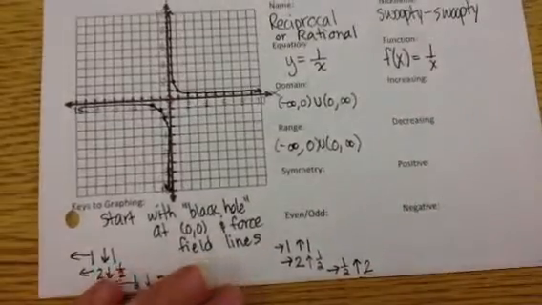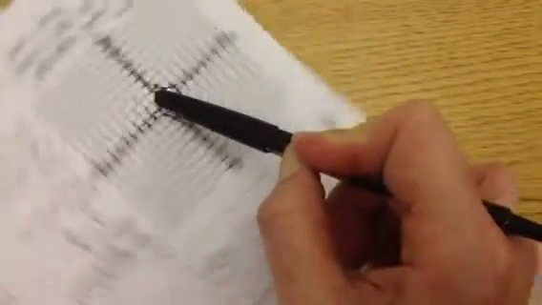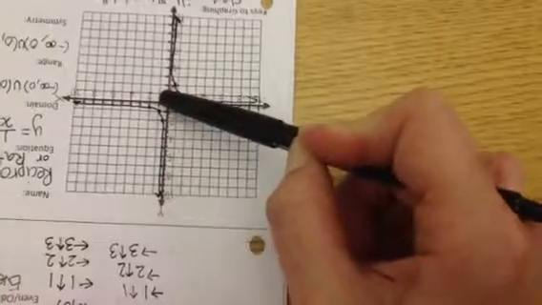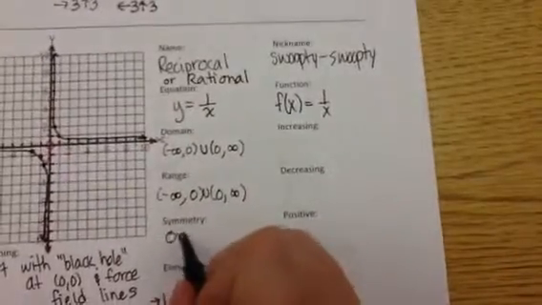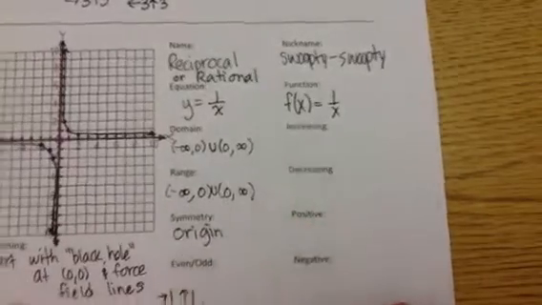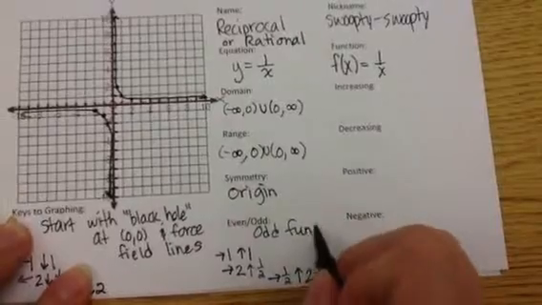What about symmetry? If I fold it over the y-axis, it doesn't land on itself, but if I rotate it 180 degrees, it does. So it has origin symmetry, which means that this is an odd function.